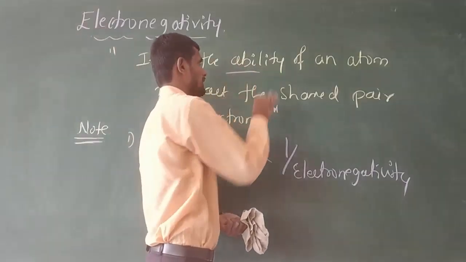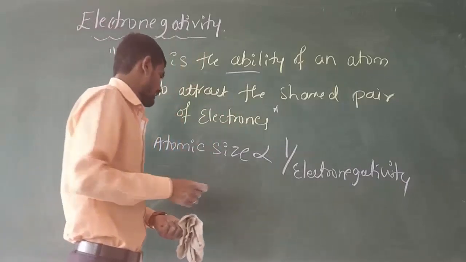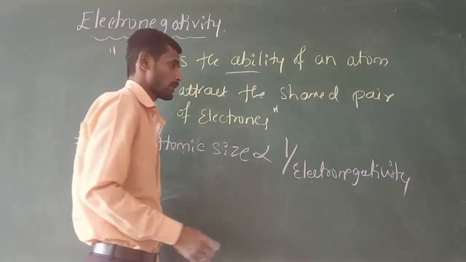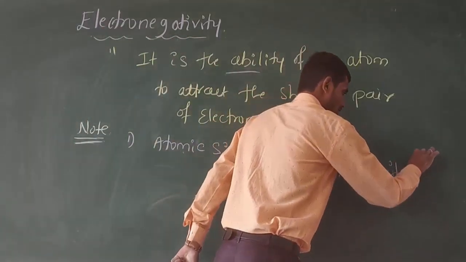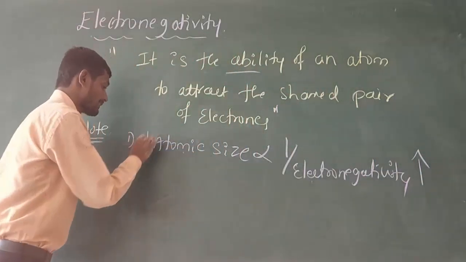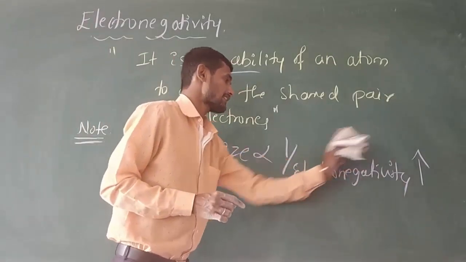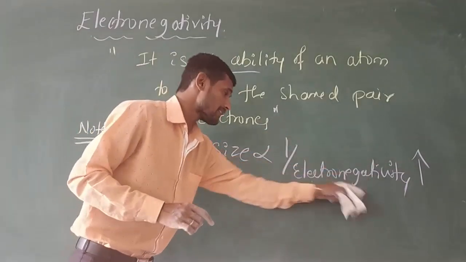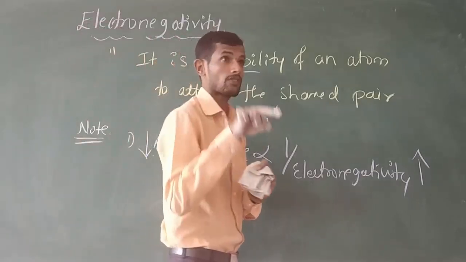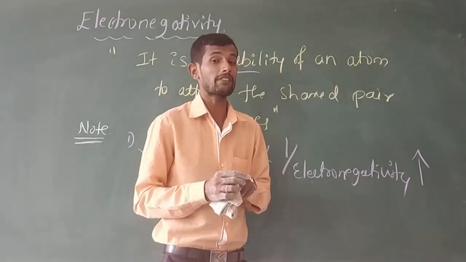Electronegativity is the ability of an atom to attract the shared pair of electrons. But how are atomic size and electronegativity related? Remember, electronegativity is more when the atomic size is small. Inversely proportional means if this is more, this becomes less, and if this is less, this becomes more. Yes, we know in the presence of halogens, means 17th group elements, if we move down the group, what happens?